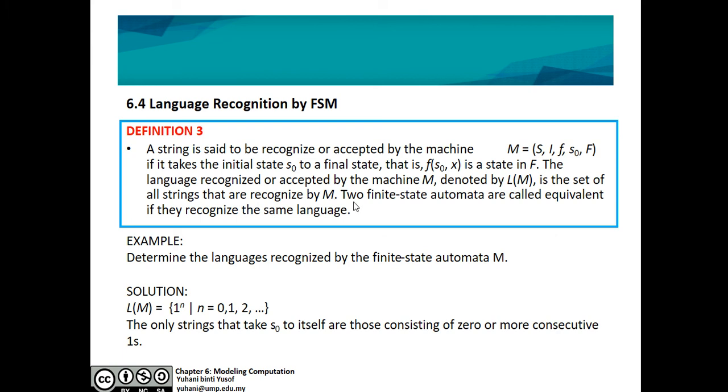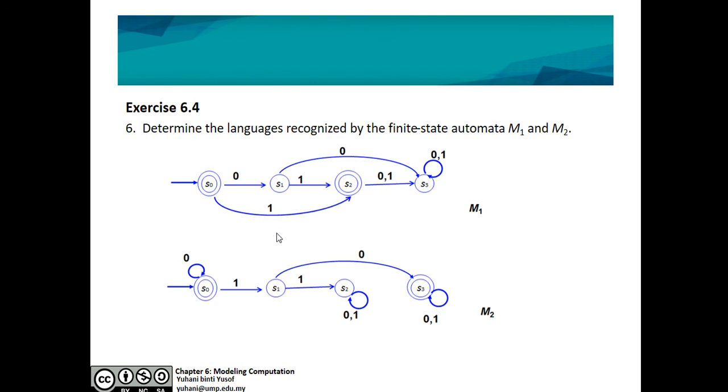We can say that two finite state automata are called equivalent if they recognize the same language. If they generate the same language, then we can say that the finite state automata are equivalent. Okay, so to do exercise 6.4, let me discuss both examples.